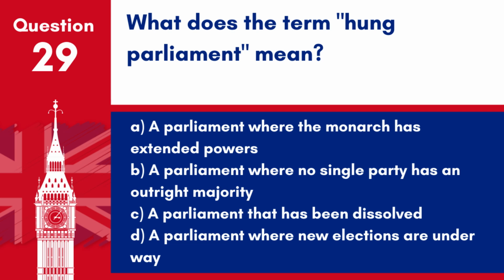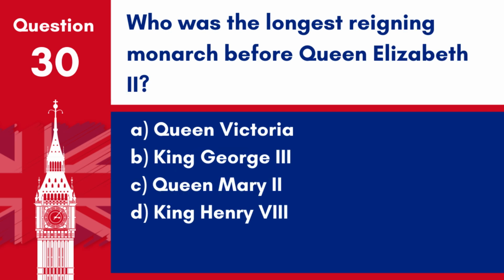Answer. B. A parliament where no single party has an outright majority. A hung parliament occurs when no political party has enough seats to secure a majority in the House of Commons, often leading to a coalition or minority government. Question 30. Who was the longest reigning monarch before Queen Elizabeth II?